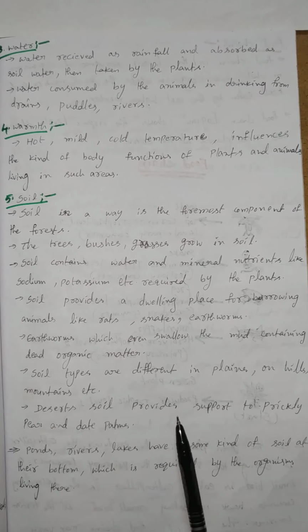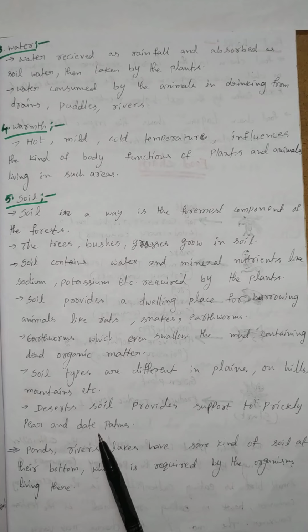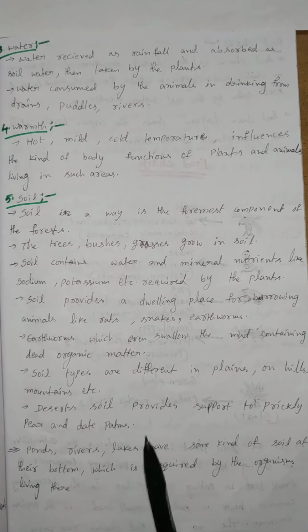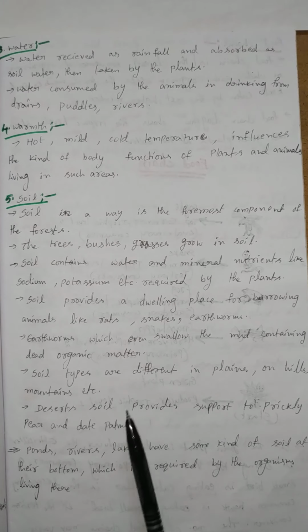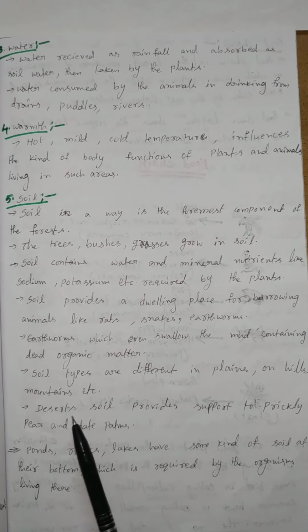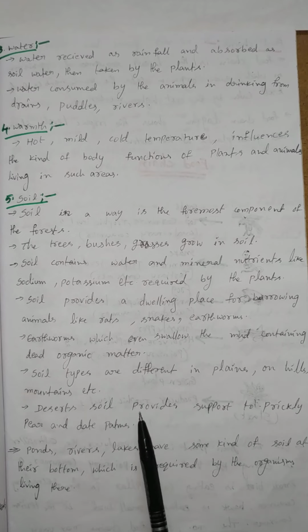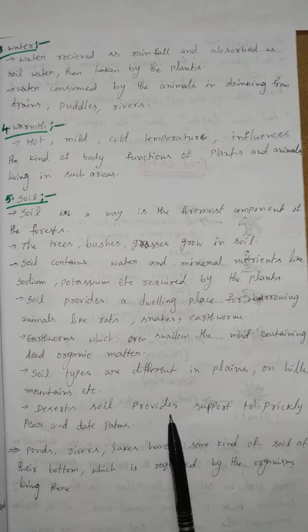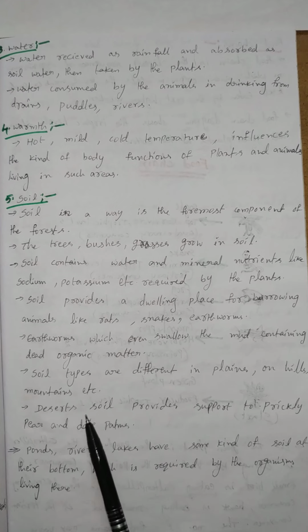Desert soil provides support to prickly pear and date palms. So in the desert the soil is sand-like soil. So all types of plants do not grow in that particular area. So only date palms and prickly pear are available.